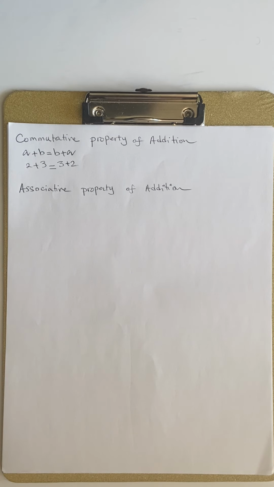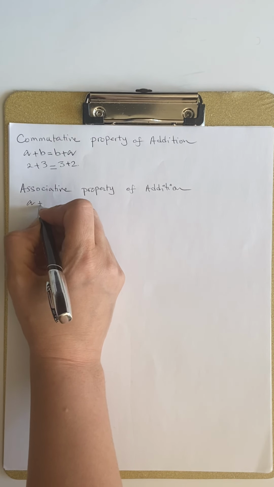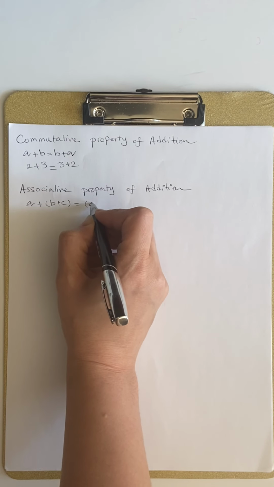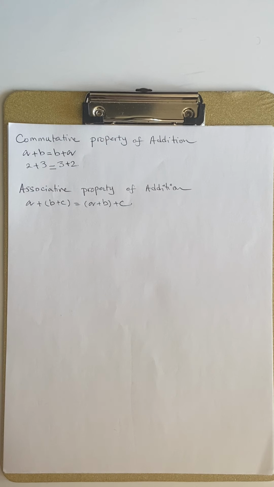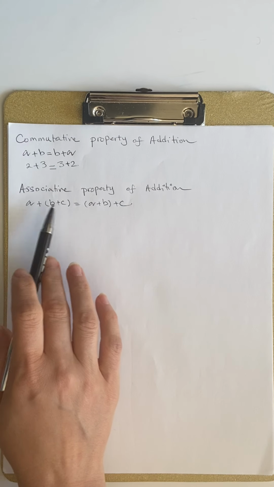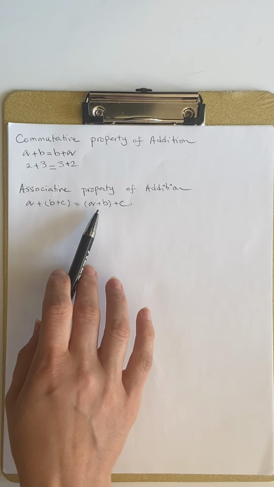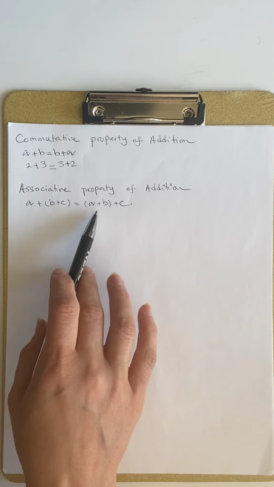What is the associative property of addition? It means that if you have 3 numbers, it does not matter which 2 you add first. This bracket shows that we want to add B and C first and then add A to them. And here the bracket shows that we want to add A and B first and then add C to them.